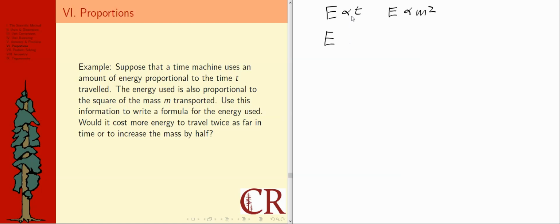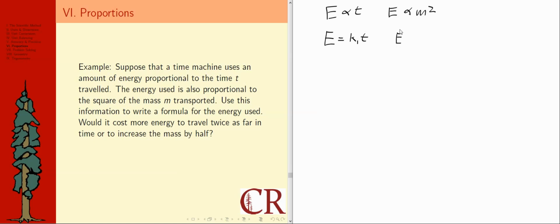So this assumes constant mass, and assuming constant mass, there must be some proportionality constant such that the formula would look like this. And maybe I'm actually going to call this one k1, because we have two different situations here, and they'd have different constants.